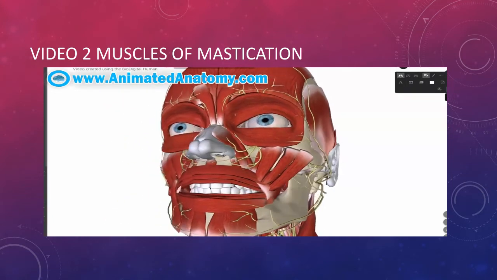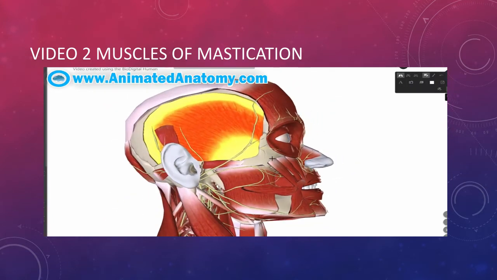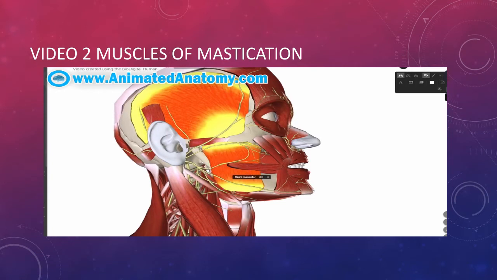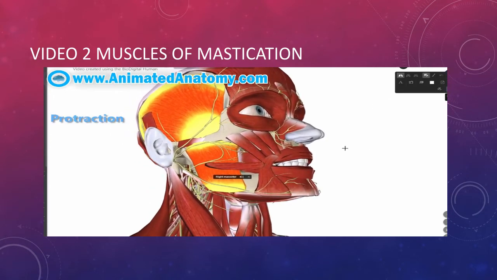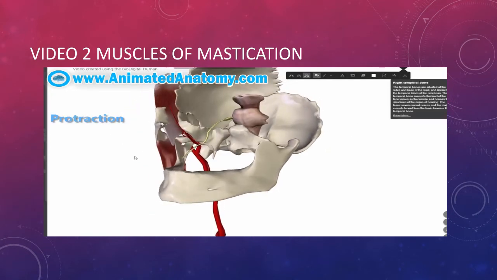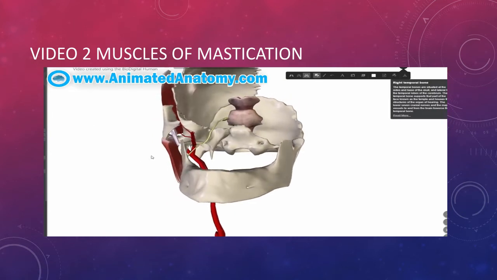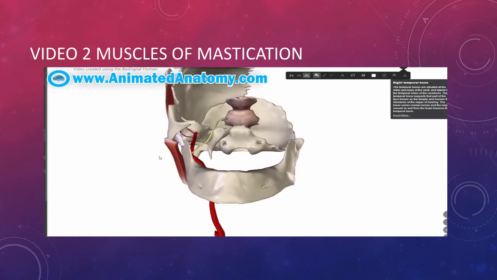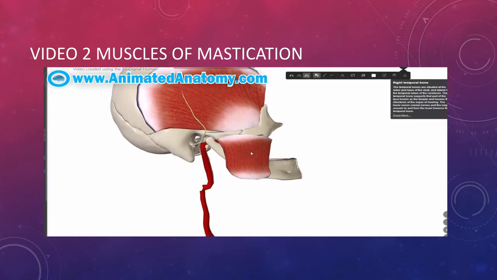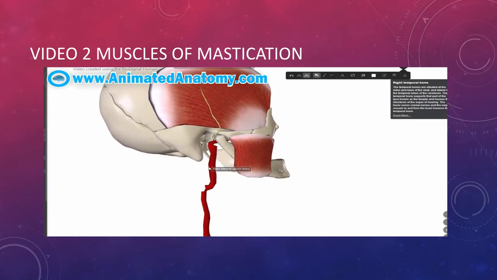The second muscle of mastication that I want to talk about is this over here. This is the masseter muscle. The masseter does the elevation just like the temporalis muscle. But additionally to that, it also does the protraction of the mandible. This muscle is also innervated by the mandibular nerve, and it gets the blood from the maxillary artery, which comes from the external carotid artery.